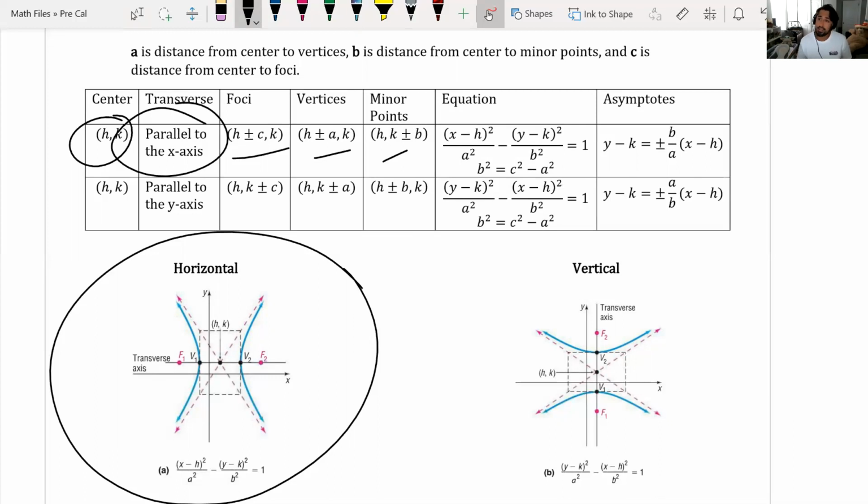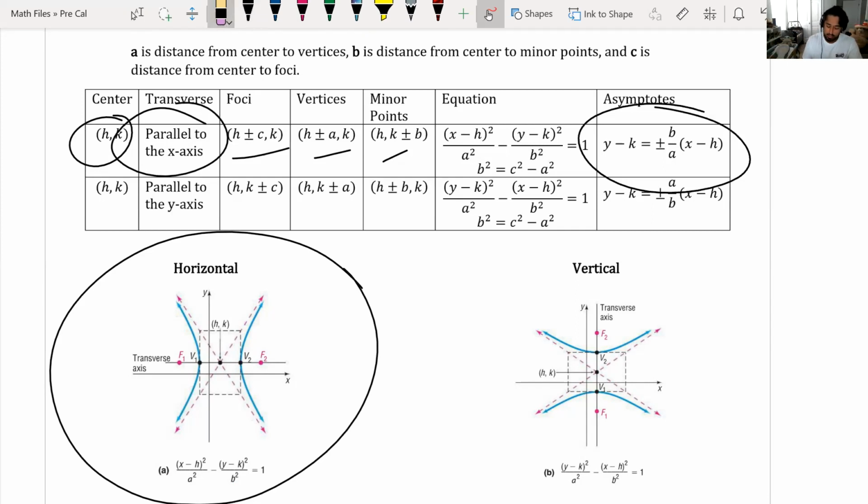So notice this is kind of like the ellipse. We see that these are connected by subtraction, right? So our equation is connected by subtraction. Okay. Ellipses were connected by addition. All right. And then if you want to solve for your asymptotes, you would have y minus k equals plus or minus b over a times (x minus h). This would give us the asymptotes that cut through the center and the corners of the fundamental rectangle.